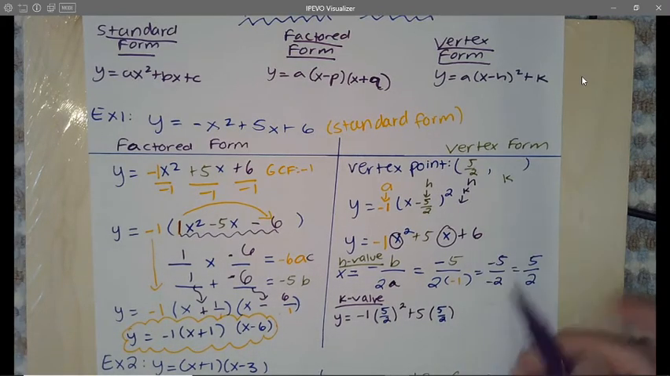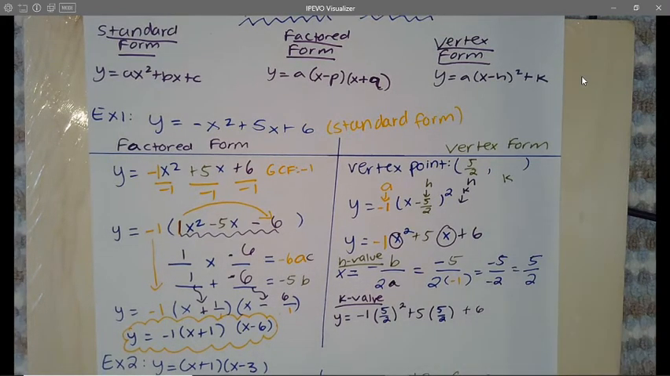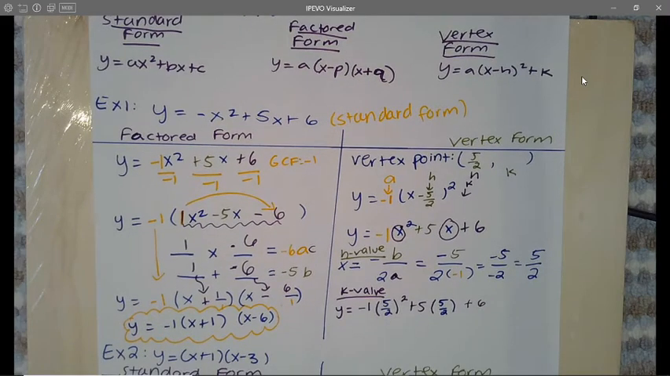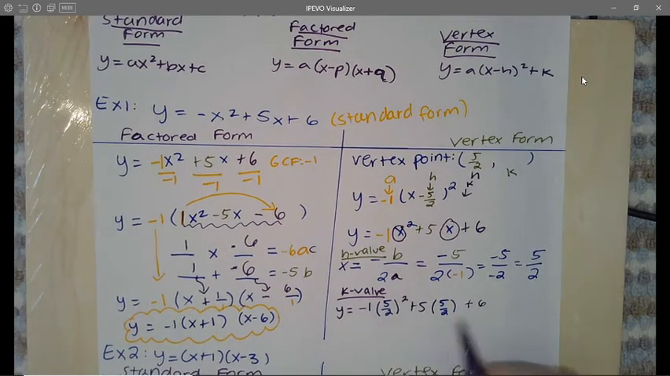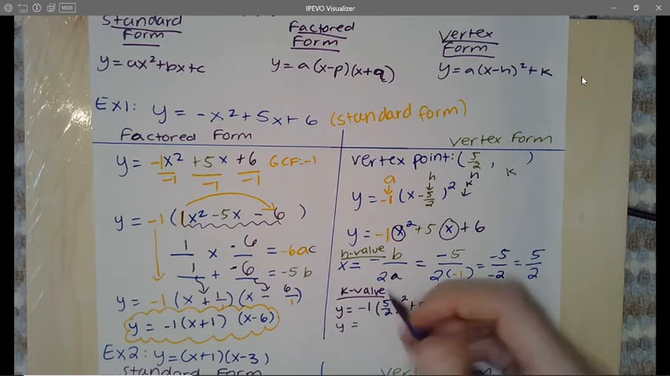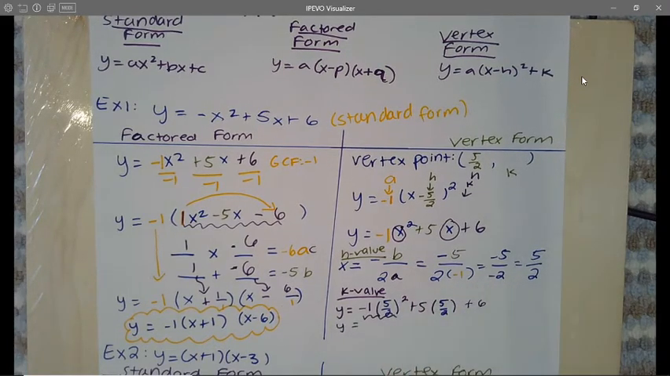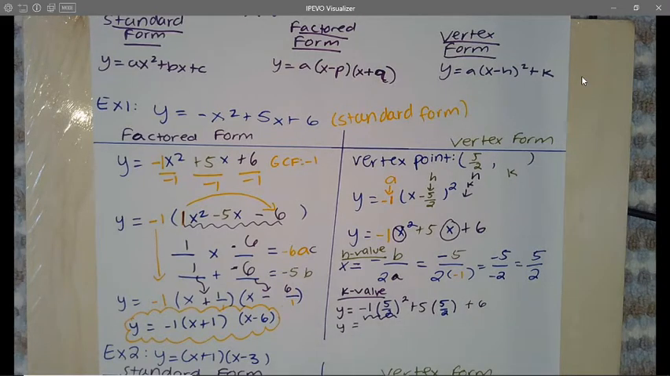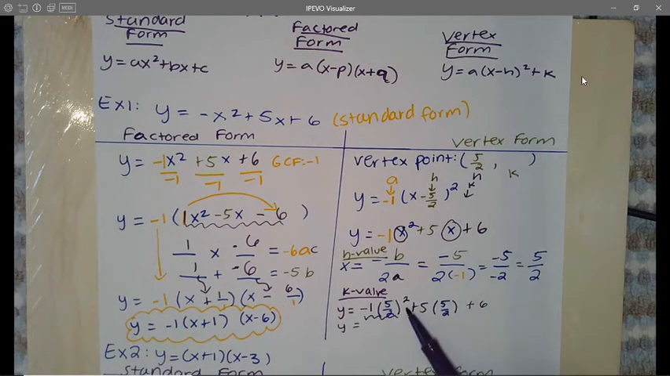And then we have the plus 6 on the end. Alright, well let's solve this for y, because then we'll have our k value. Okay, so we have y equals, now, don't forget, in order of operations, would I do -1 times 5/2 then square it? Or would I do 5/2 squared then times -1? Well, you have to do exponents first. So I'm going to do 5/2 squared, then multiply what I get by -1.